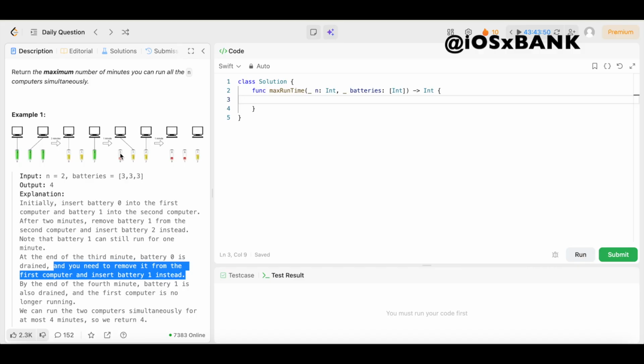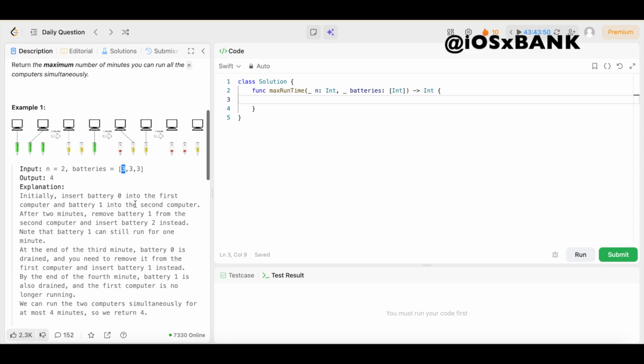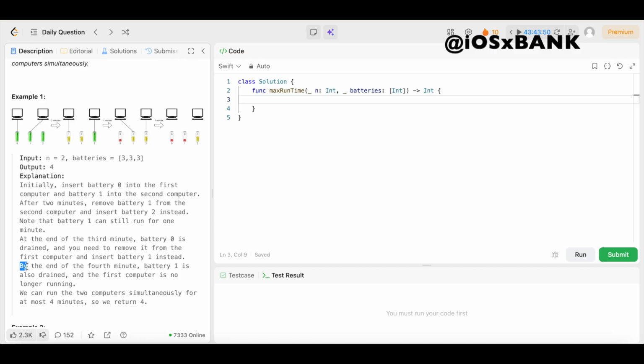So we remove it from the first computer and insert battery 1 instead. This battery is now 0. We insert this middle battery that still has 1 extra minute left into the first computer. The second computer is still running and still has 2 minutes left because we inserted a full battery into it. The first computer still has 1 minute left. Okay, we did that.